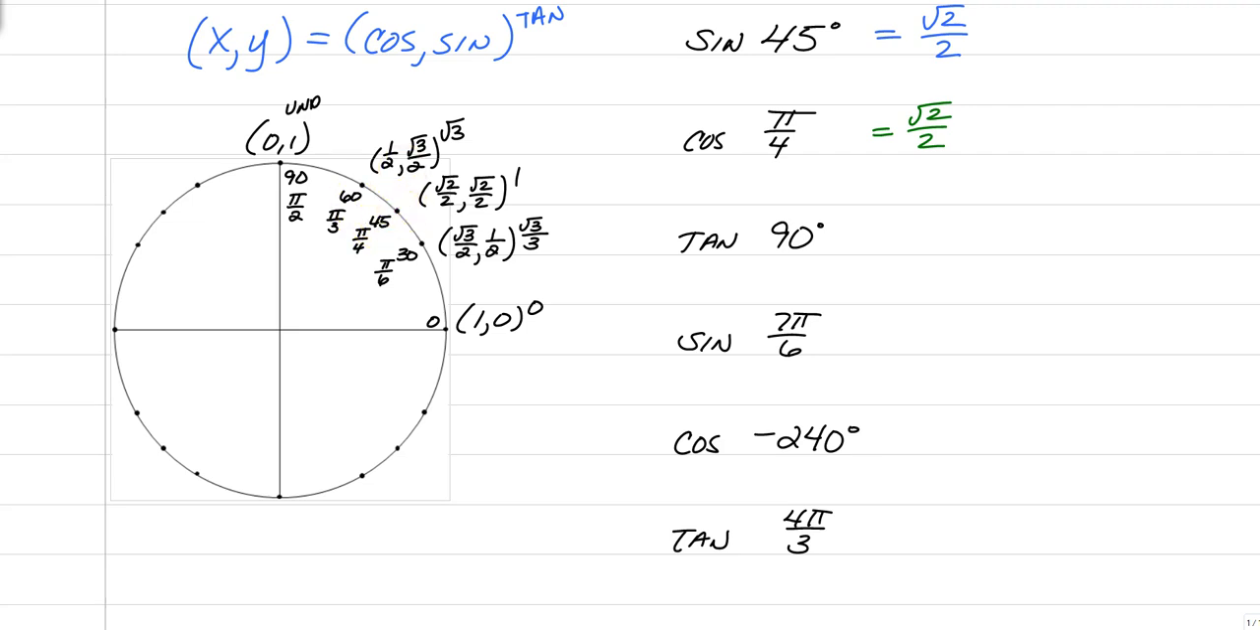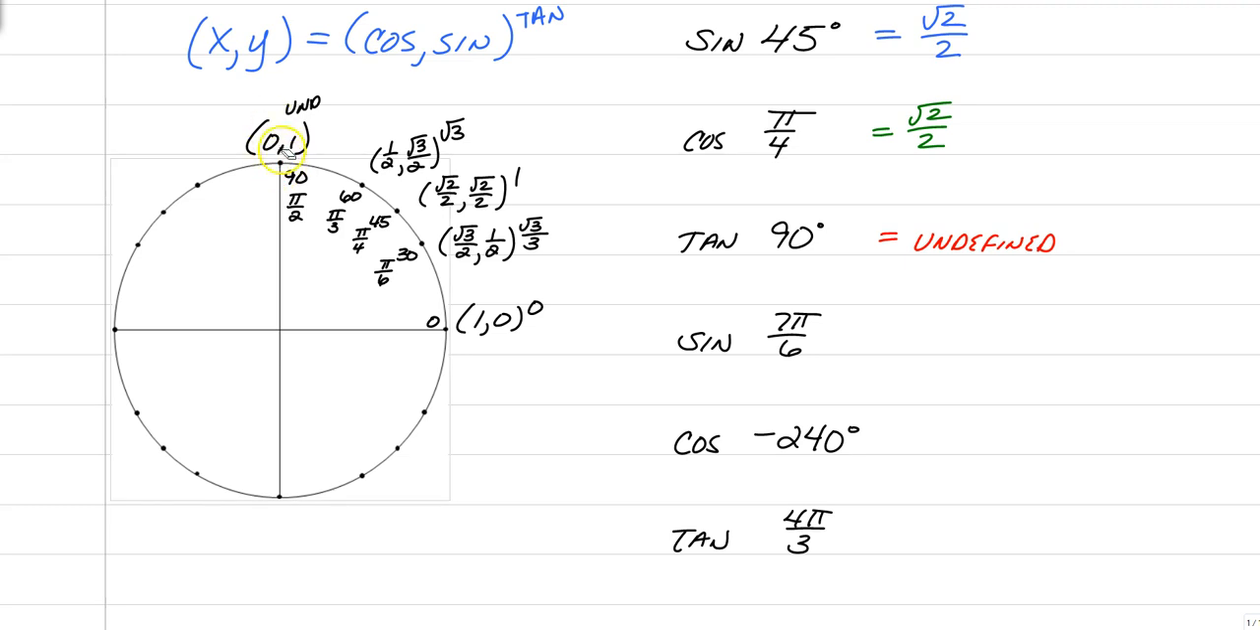We'll do another one, the tangent of 90. So we do the tangent of 90 degrees. We're up here. And our tangent is sine divided by cosine. So 1 divided by 0 is undefined. And we're done with stuff in the first quadrant.